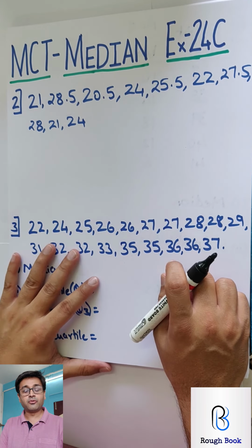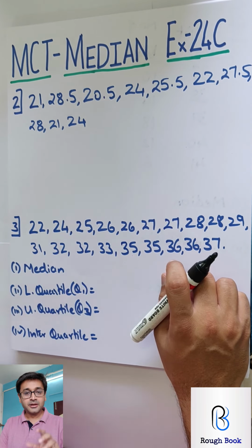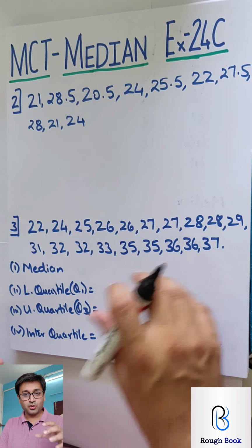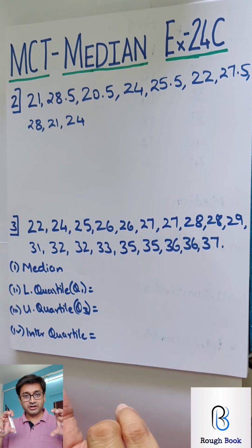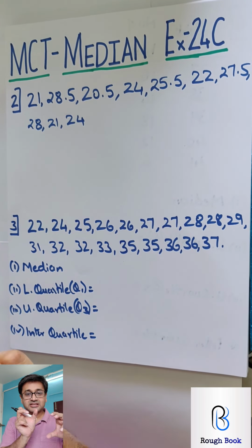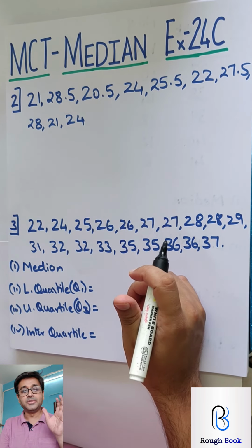Now what is median? We've already studied that in standard 9. Median is nothing else but the mid value of the entire data. So whatever your data is, the value which lies exactly in the middle is your median.